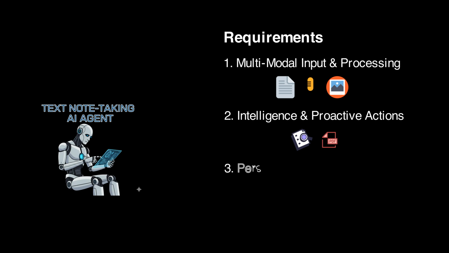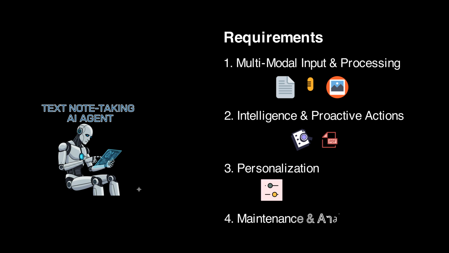Third, personalization. The agent must learn our preferences over time. And fourth, maintenance and analysis. It should answer meta questions and use human-in-the-loop to ask before deleting duplicates. These 4 requirements will define our agent's architecture.